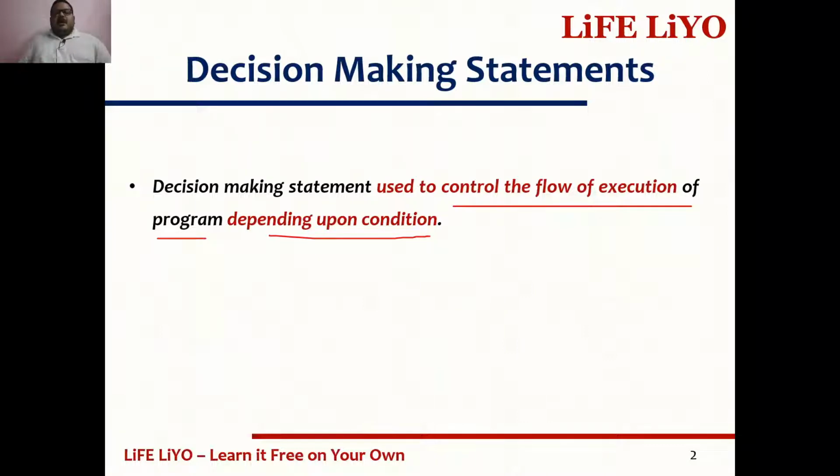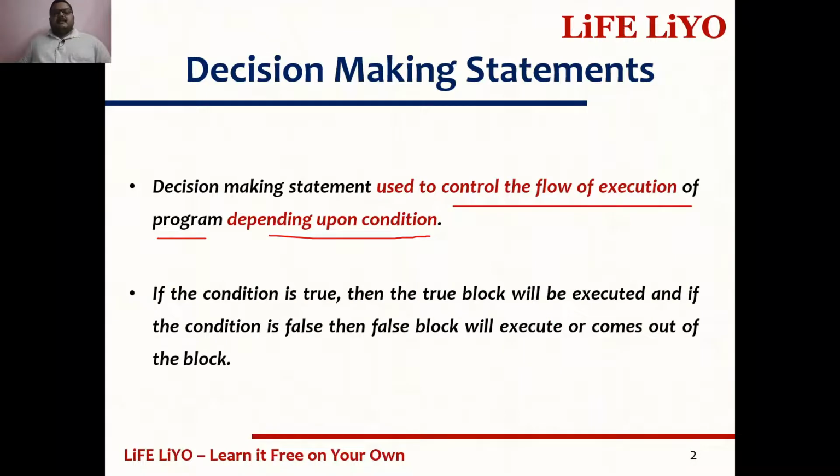Now, how this controls the flow of our execution is: if the condition is true, then the true block statements will be executed. If the condition is false, then false block statements will be executed, or if there is no false block, it will simply come out of the block.